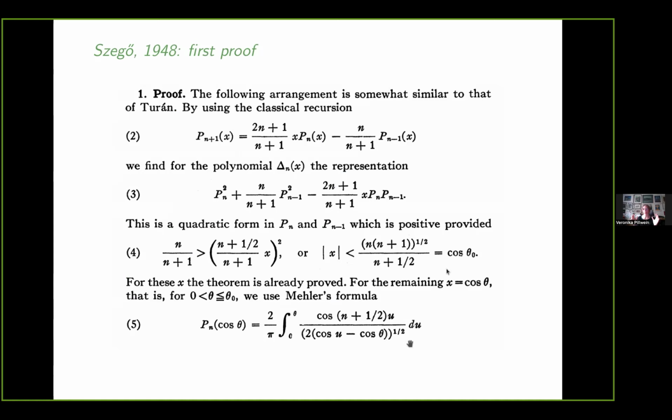So he shows it for a large portion of the interval, and then he says, okay, for the rest I need something else. And then he uses Mehler's formula and has to do something very messy, very messy, very elegant at the points x equal plus minus 1.